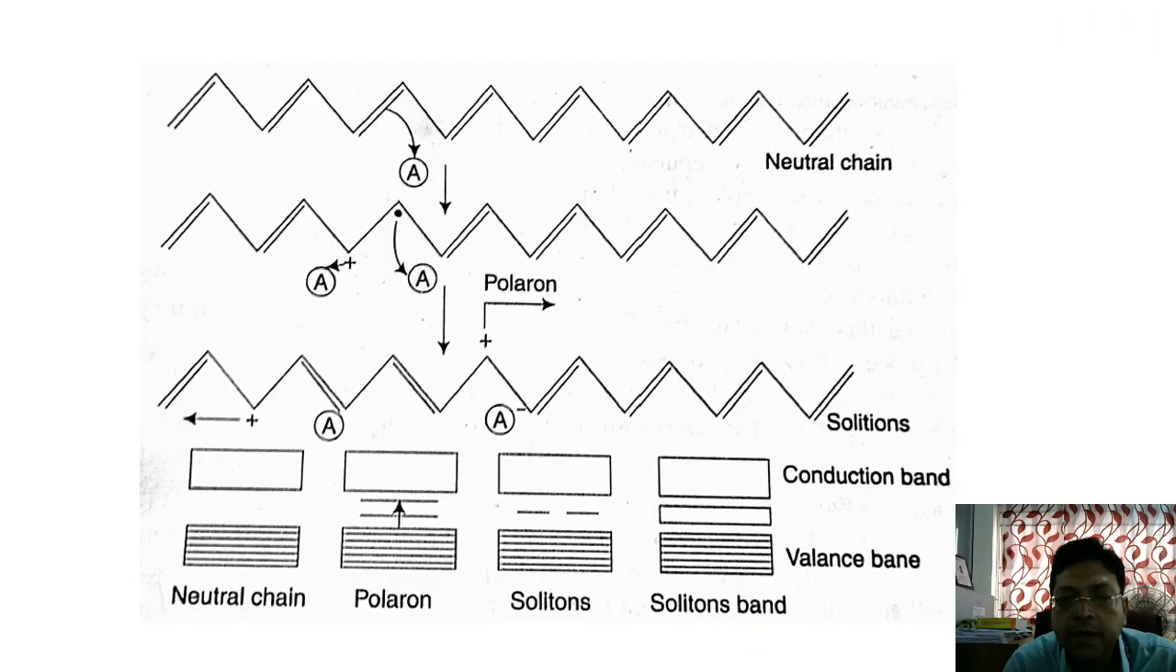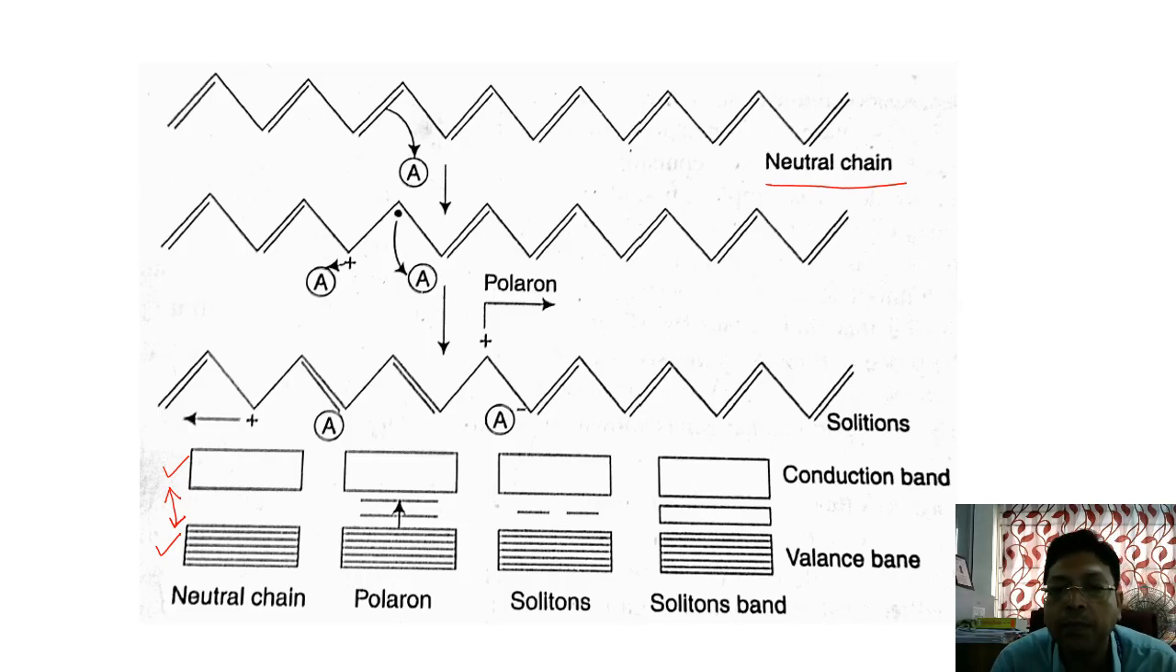So the enhancement of conductivity can be explained from this schematic diagram with the relative position of the valence band and conduction band. So this is a polyacetylene neutral chain when no dopant has been added. Whatever the conductivity, that is due to the alternate double bond and single bond. And this is the scenario of the relative position of the valence band and conduction band, and this is the gap between the valence band and conduction band.